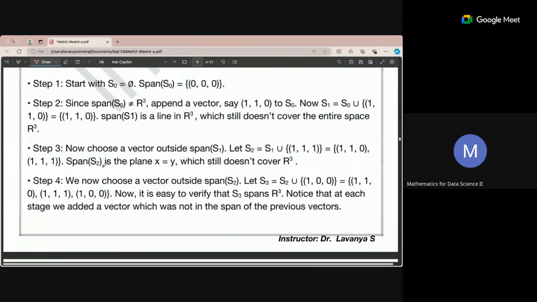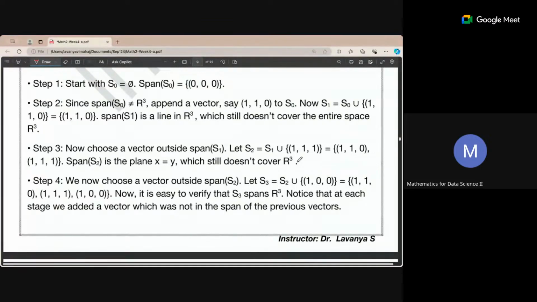Okay. So now you see that here S2 has two linearly independent vectors from R3. So span of S2 is a plane, and in particular it is x is equal to y. This is not required particularly here, but you can see that plane is nothing but x is equal to y plane. Okay, so if it is just a plane, it still does not cover R3, right?